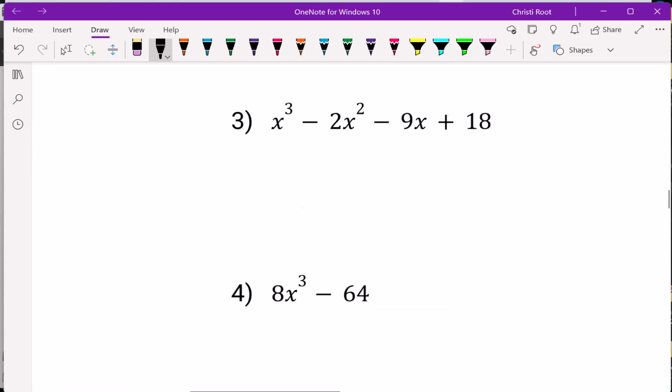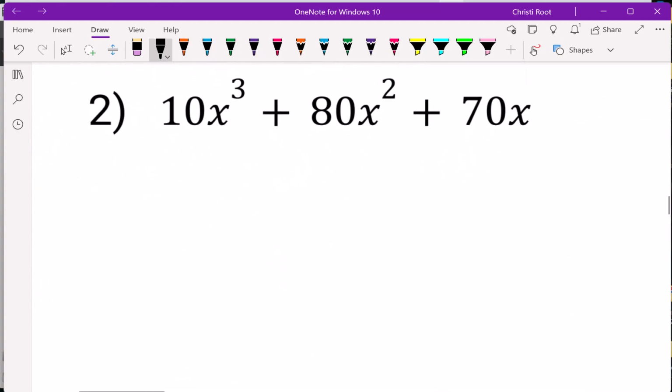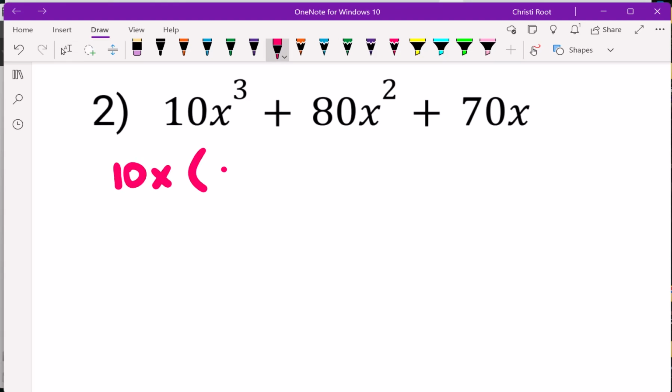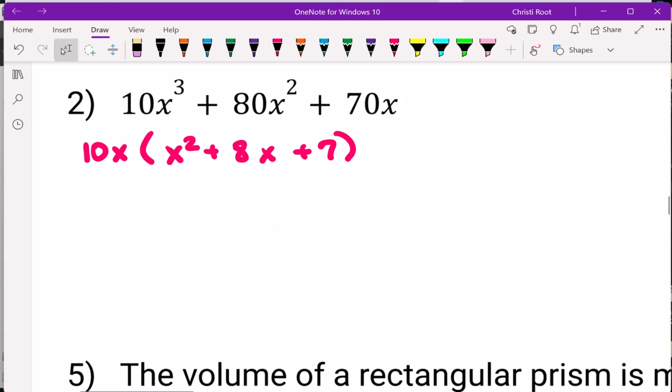Let's look at, nope, that's 3. Let's look at number 2. So this one is a greatest common factor and a trinomial problem. So I noticed that they all have zeros and they all have an x. So I'm going to factor out 10x. All right, so most of the time in Algebra 2, if it has a GCF, you can continue to factor.